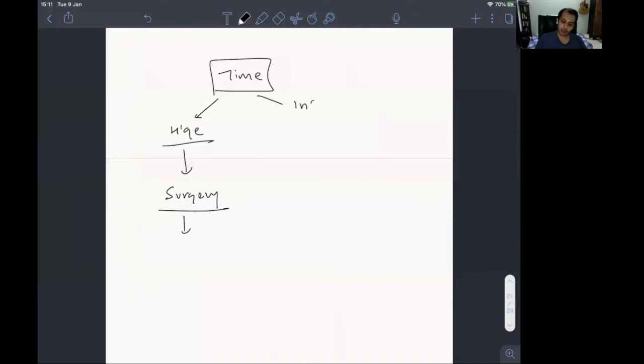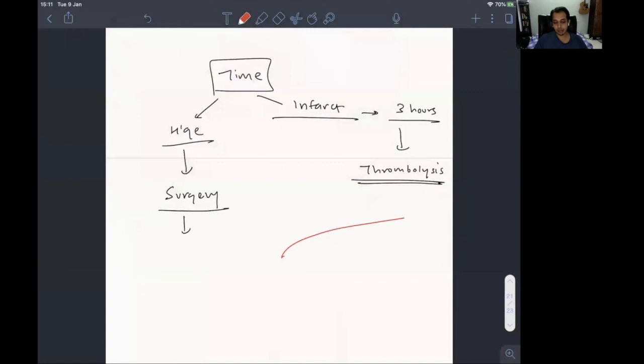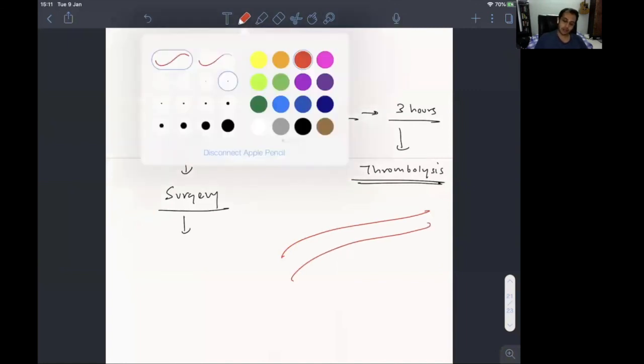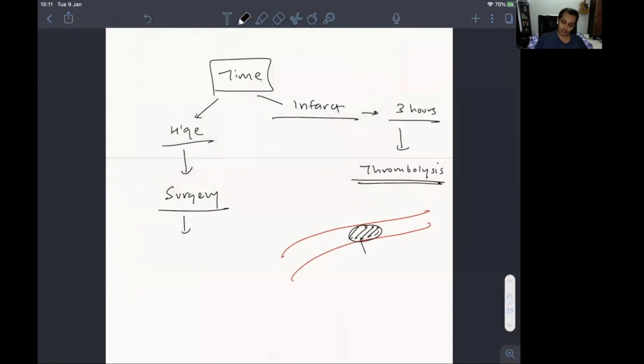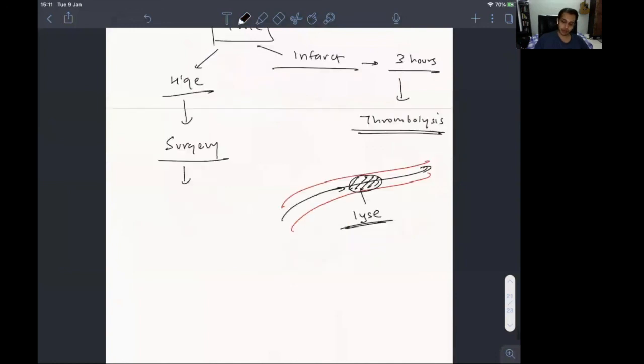And if it is an infarct, you check for the time of the infarct, how long has it been? And if it is within 3 hours, you can go for something called thrombolysis. So thrombolysis basically means that you give a medication which will lyse the clot. So if there's a clot here, you want to lyse the clot so that your blood will start flowing. Okay, and the common drugs to use for this are recombinant tissue plasminogen activators, that is called rtPA, and one of the common ones we use is alteplase.